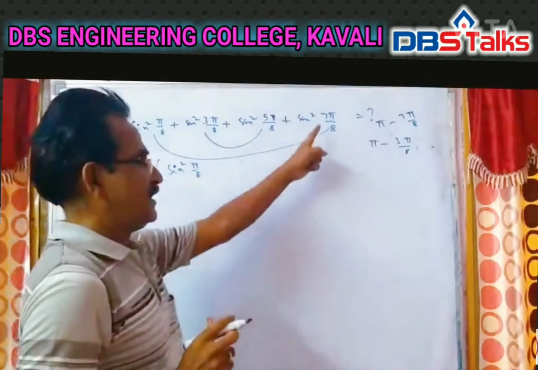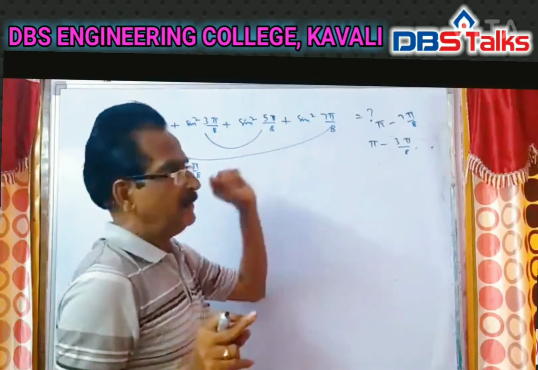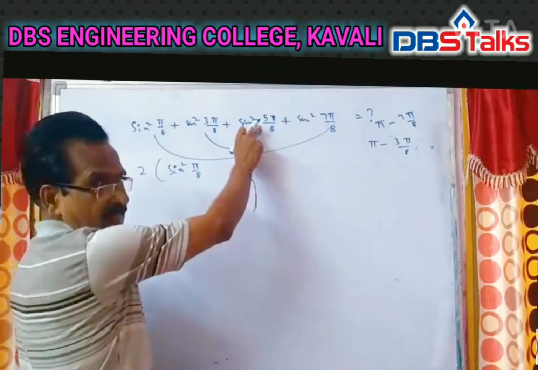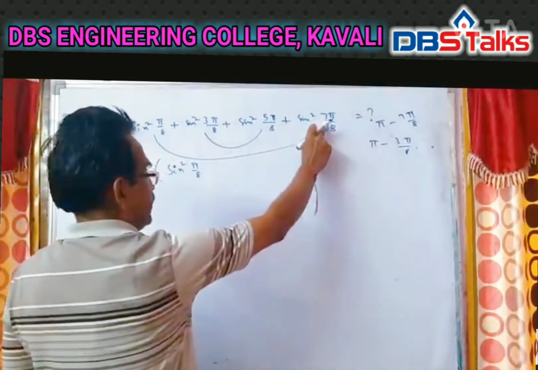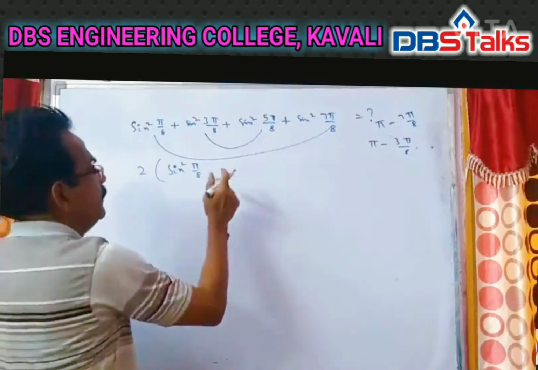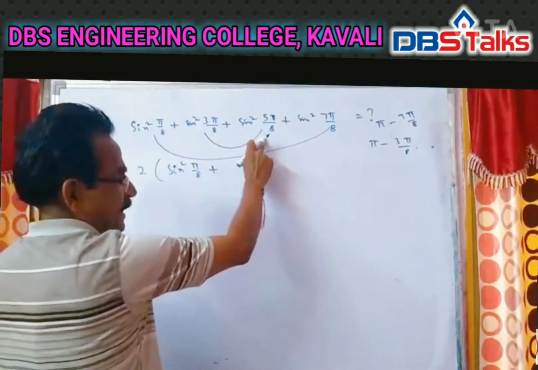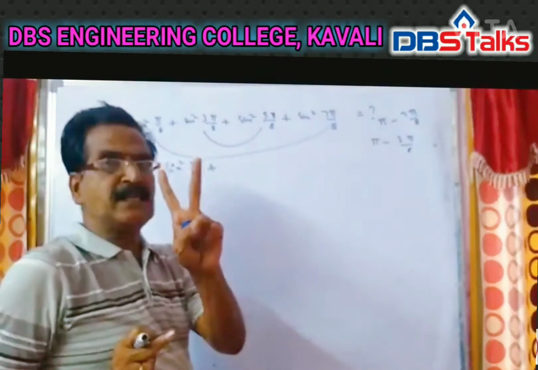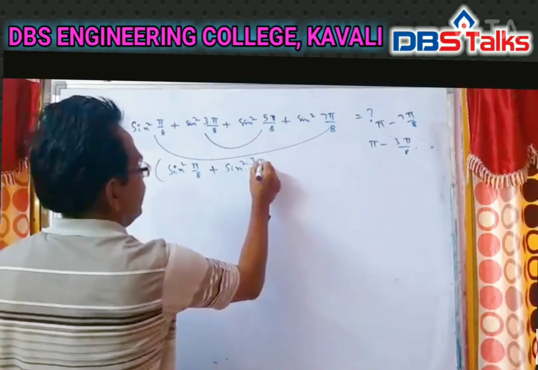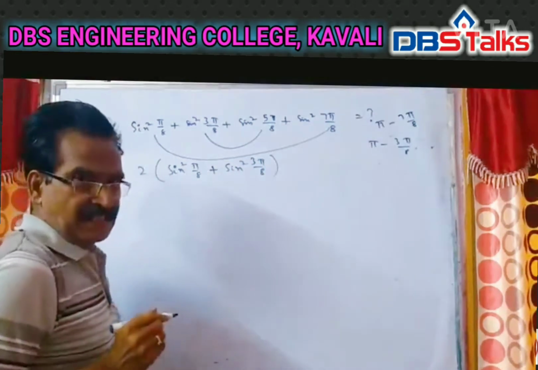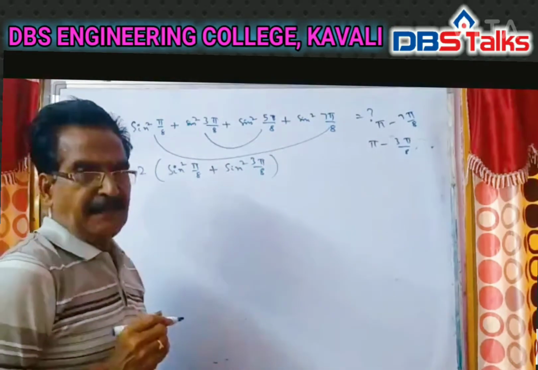Right friends? This is sine pi by 8, this is sine pi by 8, this is sine 3 pi by 8. 5 pi by 8 can be written as 3 pi by 8, and 7 pi by 8 can be written as pi by 8. So, this is sine square 3 pi by 8 plus sine square 3 pi by 8, which is 2 into sine square 3 pi by 8. This is the first thing.